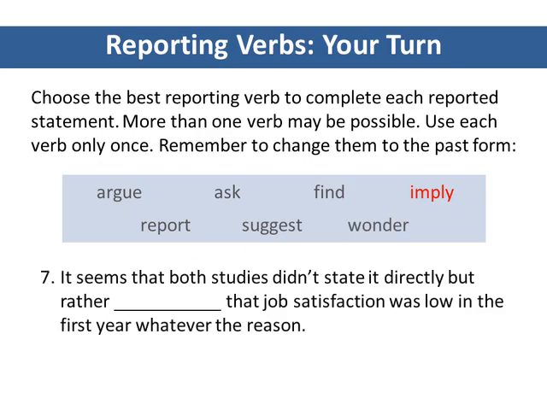Number 7. It seems that both studies didn't state it directly, but rather implied that job satisfaction was low in the first year, whatever the reason. While suggested is also possible here, implied best conveys the meaning that the studies did not state the idea directly. Remember, these are only a few of the possible reporting verbs in English. There are many others. In your writing, use a variety and choose the best one to convey your meaning.